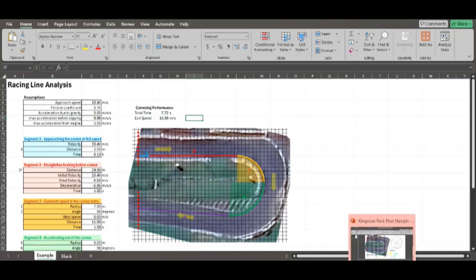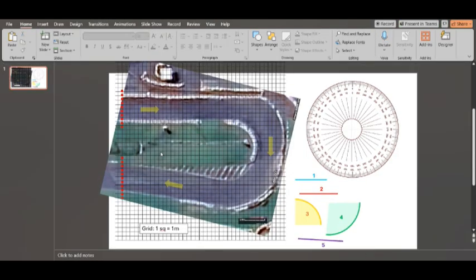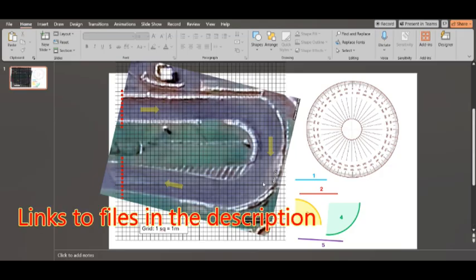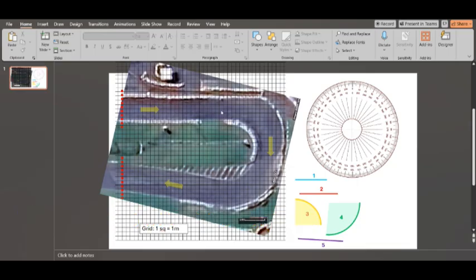Now, we started with PowerPoint. So let me just quickly show you how we get started. So we're going to place these segments on the PowerPoint there, and this is an actual photograph from Google Maps of the first hairpin after the straight at Kingston Park Raceway. So this is the track we're going to be racing on.